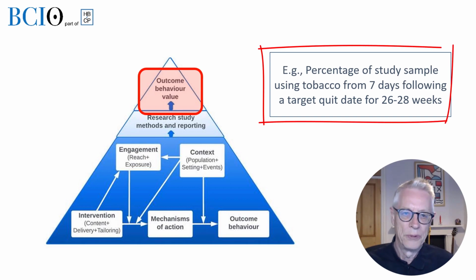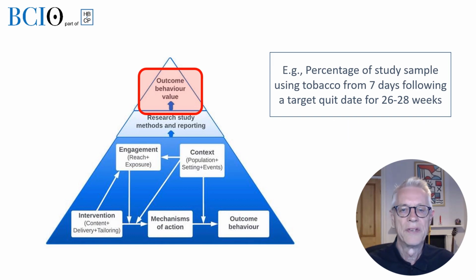In the example shown here, it is the percentage of the study sample using tobacco from 7 days following a target quit date, let's say in a trial of a stop smoking support program for 26 to 28 weeks. By inference, we can say that the percentage abstinent over this period is 100 minus this number.